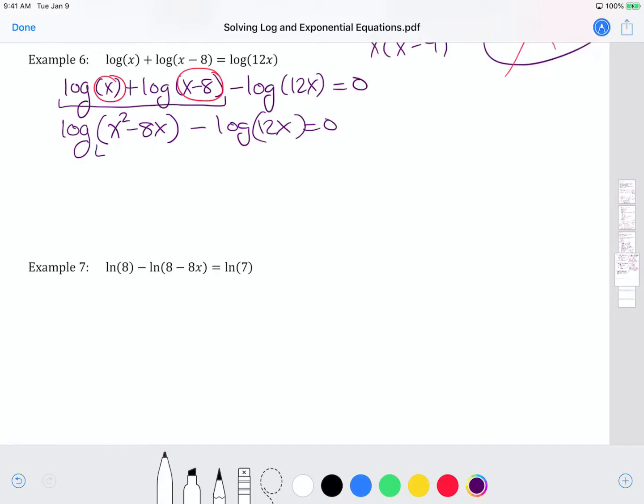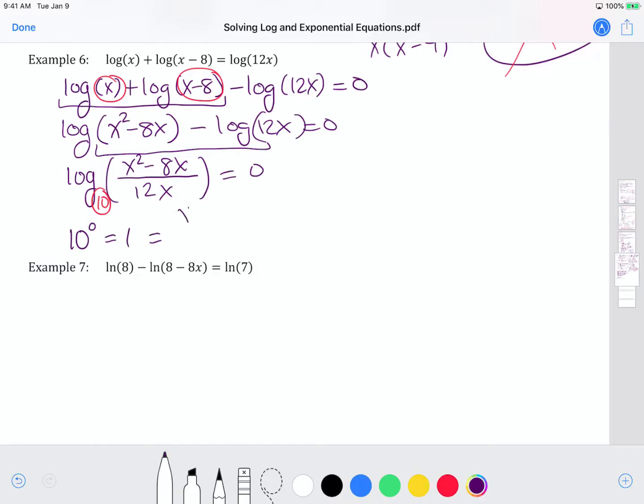Okay, now I have to combine these two logs. So that would be the quotient rule. So I would have log x squared minus 8x over 12x, and that's all equal to 0. So now I have this all combined into one log and everything else on the other side. So now I can put this in exponential form. And even though it's not written in there, I know that this is base 10. So I'm going to write this as 10 to the 0, which is equal to 1, is x squared minus 8x over 12x.